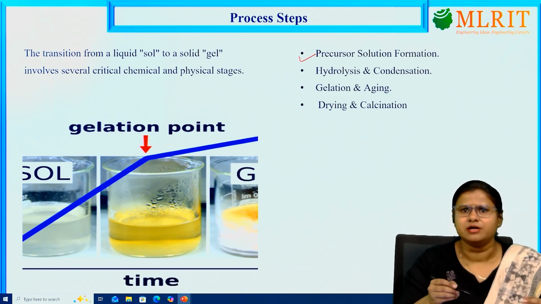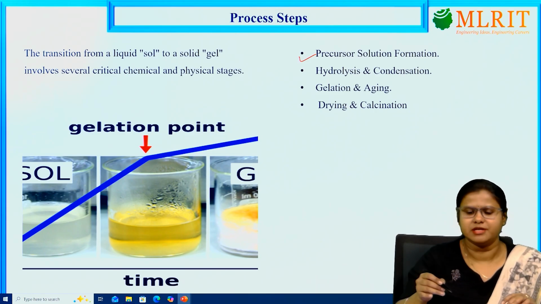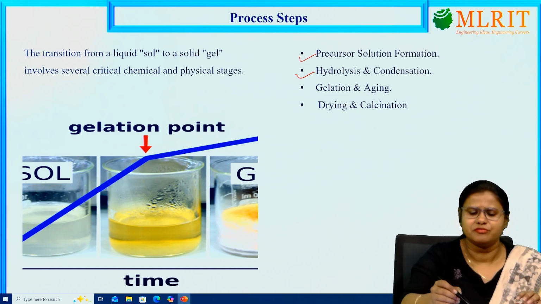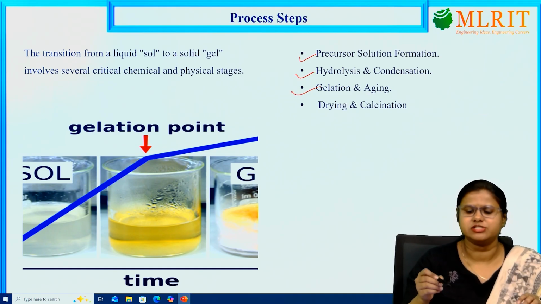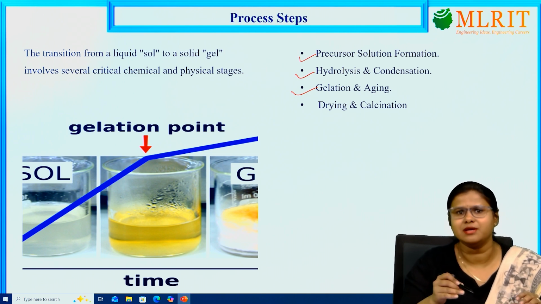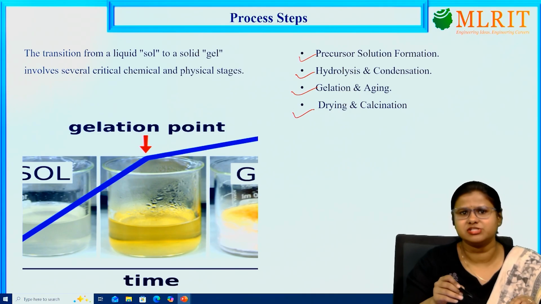First, we have the precursor solution formation. That means we are taking some basic material, first the salt, to form this solution. Then we are doing hydrolysis and condensation. Then we are doing gelation or aging, and in this process we are forming the gel. Then by drying and calcination we are getting the nanomaterial for whatever we want in our process.